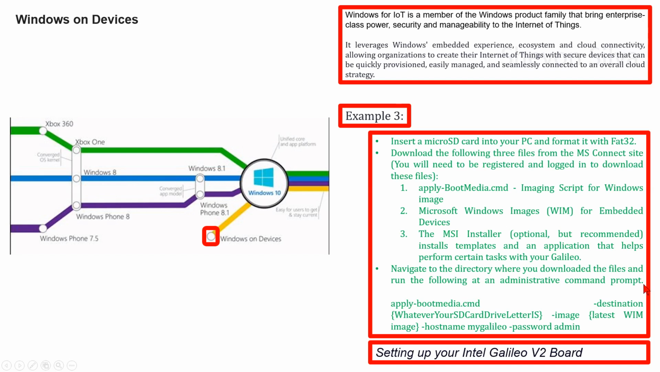Navigate to the directory where you downloaded the files and run the following at an administrative command prompt. This is the command: apply-bootmedia.cmd -destination, and whatever your SD card drive's letter is, -image, the latest WIM image, and -hostname Galileo -password admin.